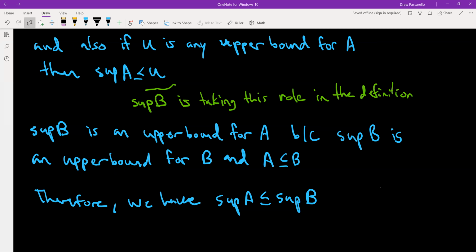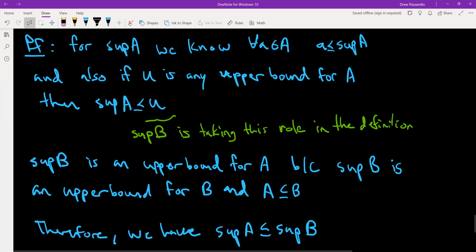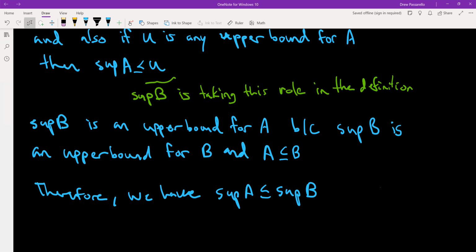Supremum of B, sup B, is an upper bound for A, and that's because sup B is an upper bound for B, since it's a least upper bound of B, and because A is contained entirely in B, that's why sup of B is an upper bound for A. So therefore, sup B is taking the role of U, being any upper bound for A, in the definition of supremum. And so we have that sup of A is less than or equal to sup B, since it's an upper bound. All right, so that's it for this problem.